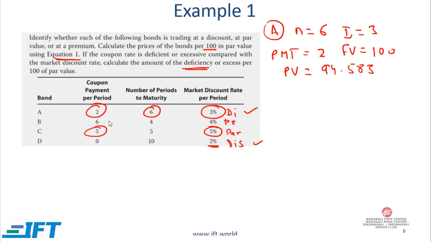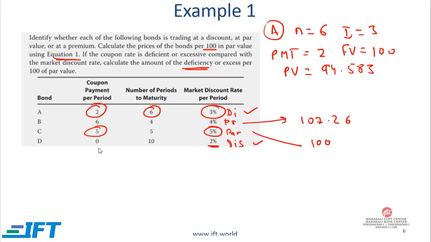With bond B, coupon rate 6 means that payment is 6, N is 4, interest rate is also 4, FV is 100. When you compute the present value, you should get 107.26. With bond C, coupon payment is 5, so payment is 5, N is 5, interest rate is 5. This is a par bond, so without any calculation, you know that the value of the bond is 100 and there is no deficiency.